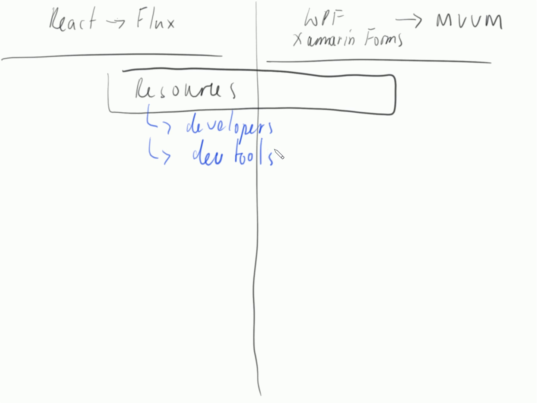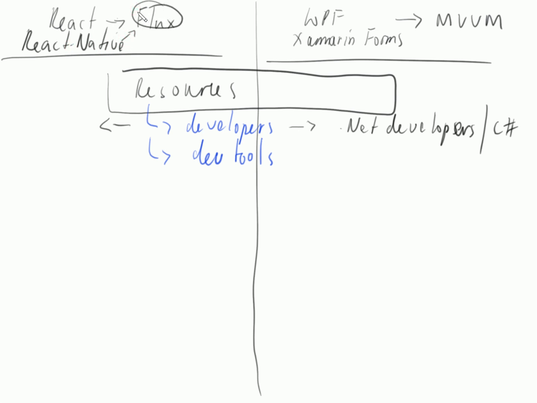So, if I am building an app in WPF or Xamarin Forms, I would usually make this decision if my developers are .NET developers or C# developers, and in React or Flux, or we should also say React Native, that's the cross-platform development, which is just using Flux. It's exactly the same.